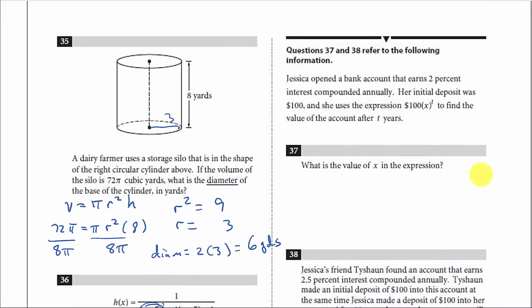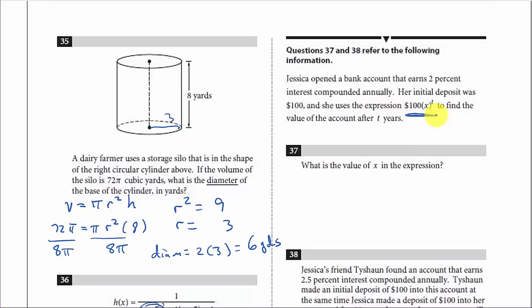All right, we've got two more problems and we're done. So let's see. It says, Jessica opened a bank account that earns 2% interest compounded annually. Her initial deposit was $100, and she uses the expression 100x to the t to find the value of the account after t years.